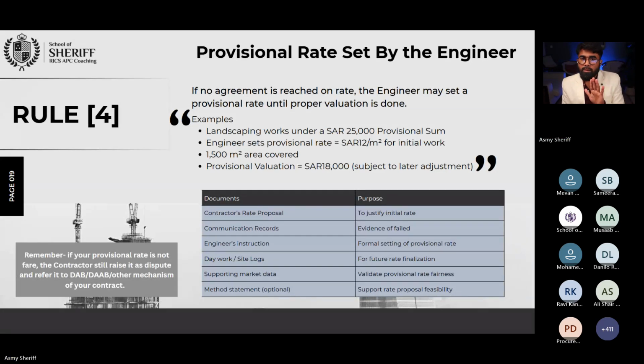So the next method that is available, provisional rate set by the engineer. What do we call that in the industry? For this specific rate, we call one term, specific term. Who can recall that? Who can recall that?